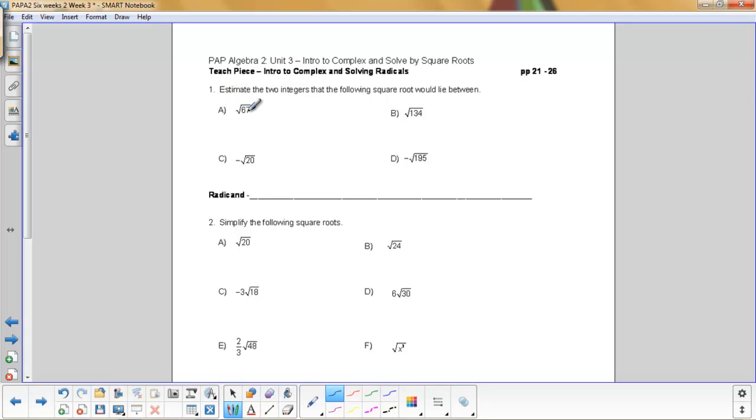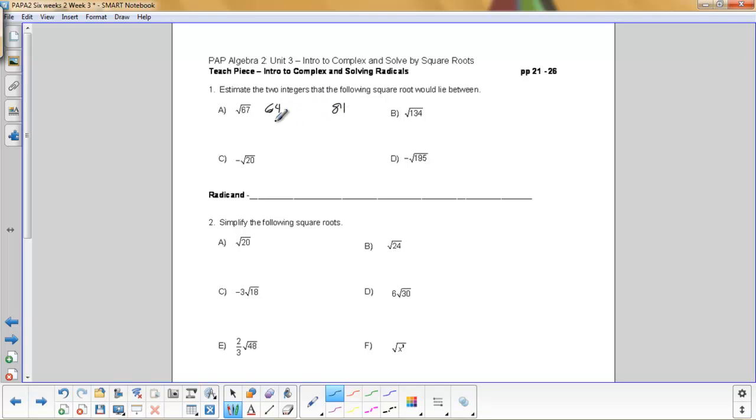Welcome. We're going to start today with Intro to Complex Numbers and solving by using square roots. First thing we're going to talk about is how to estimate where a radical lies between, which two integers it lies between. And that is just by memorizing your perfect squares, both above and below. So that would be 64 and 81.